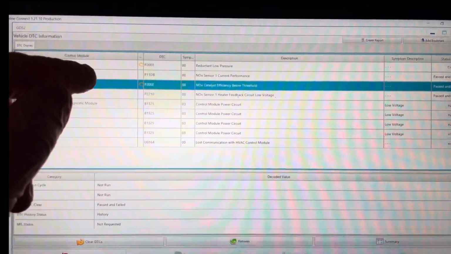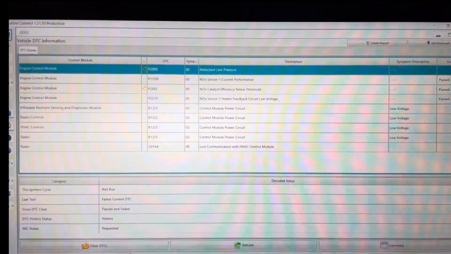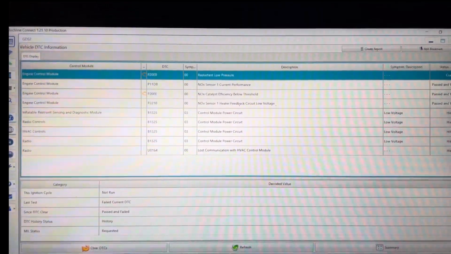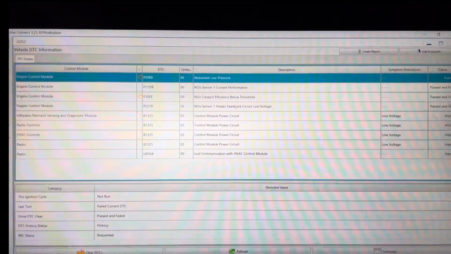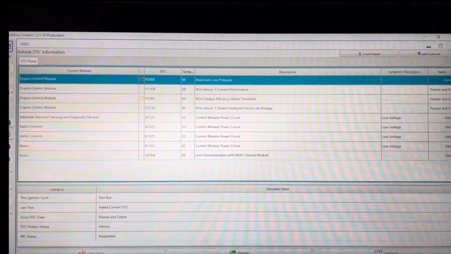And why would we look at NOx sensors if the reductant pressure is low, right? Because the NOx sensors are primarily going to be monitoring what our reductant system is going to be doing. So let's look into our reductant low pressure.